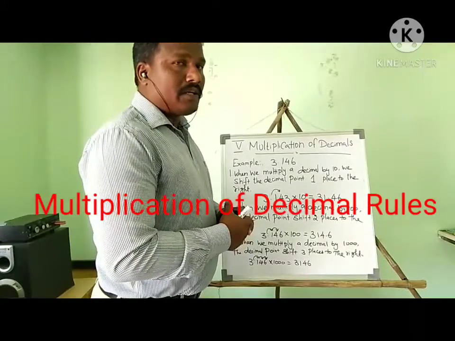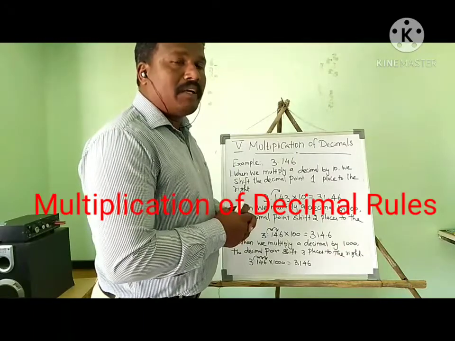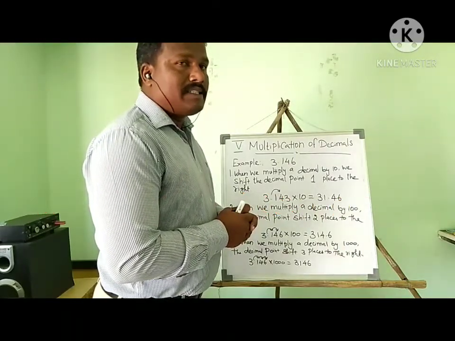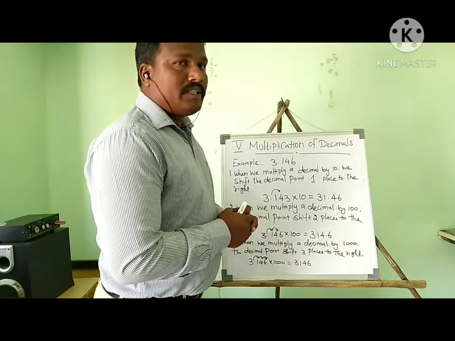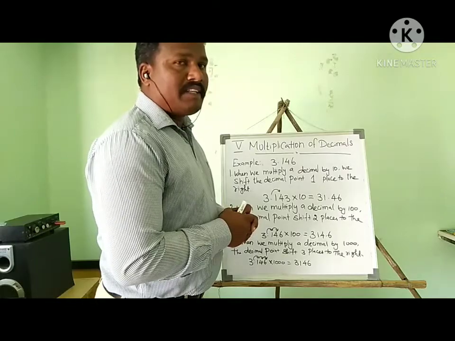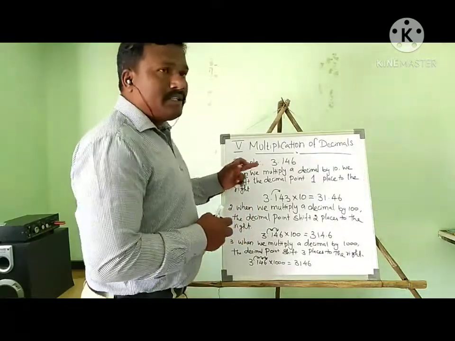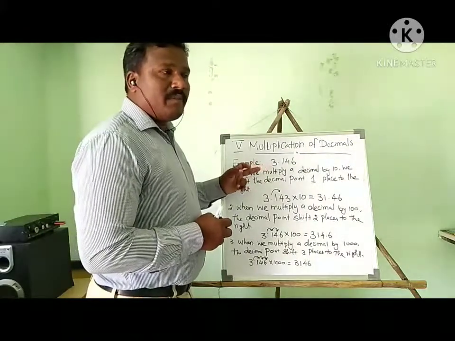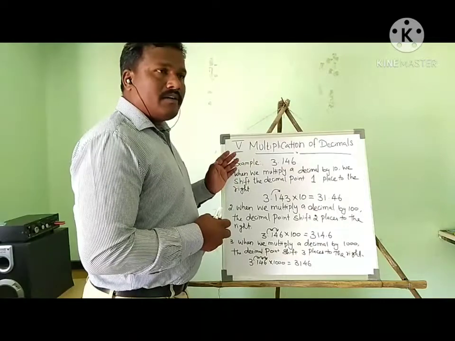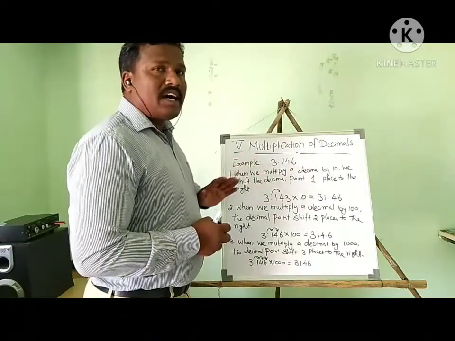Okay, now we talk about multiplication of decimals. When we multiply by 10, 100, 1000, we have some easy methods. If you just follow them, you can easily multiply. First of all, when we multiply by 10, look at the rule. Example: 3.146. When we multiply by 10, we just move the decimal point one place to the right.